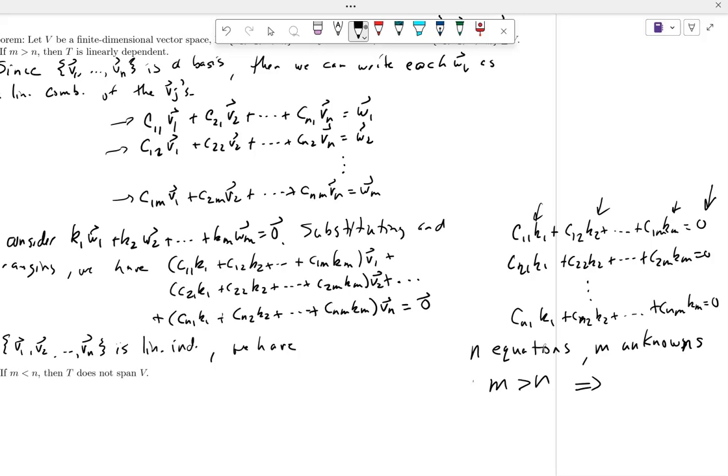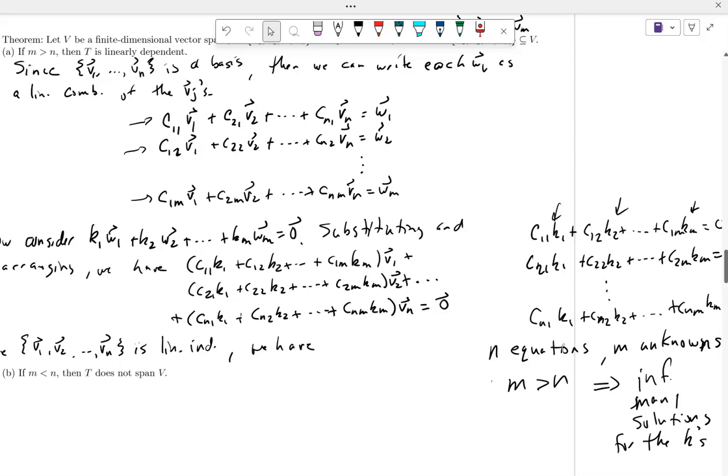If I have more unknowns than equations, how many solutions do you get? Infinitely many, right? There's infinitely many solutions for the K's. Going back over here, does that mean that I can write the 0 vector in only one way as a linear combination? No. Okay. So that's what tells us that set T is linearly dependent in that case.